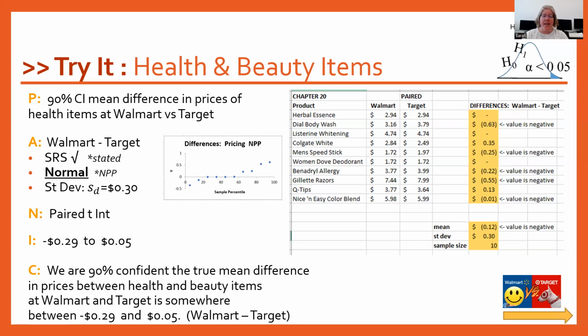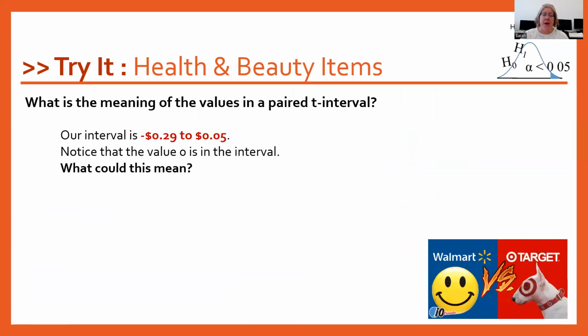Okay, and then I want to take a closer look at this. So we did all this work and we got this interval, but what does it actually mean that the price difference is between negative 29 cents and positive 5 cents? Okay, so one thing to notice about this particular interval is that the number 0 is in the interval. So if the number 0 is in the interval, that means that the two products could have cost the same amount. In other words, there's not really a difference in the prices between Walmart and Target if 0 is in that interval.